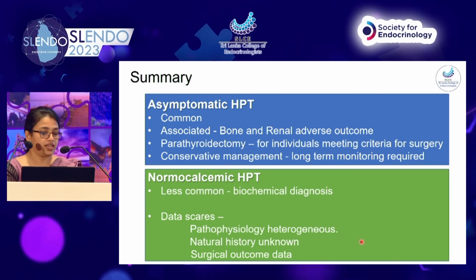In summary, asymptomatic hyperparathyroidism is common and is associated with bone and renal adverse outcomes, with parathyroidectomy for individuals meeting criteria for surgery, and conservative management involving long-term monitoring. Whereas normocalcemic hyperparathyroidism is less common and it's a biochemical diagnosis. Data is scarce and pathophysiology is heterogeneous. Natural history is yet to be known, and surgical outcome data we are yet to see from large series and RCTs. Thank you.